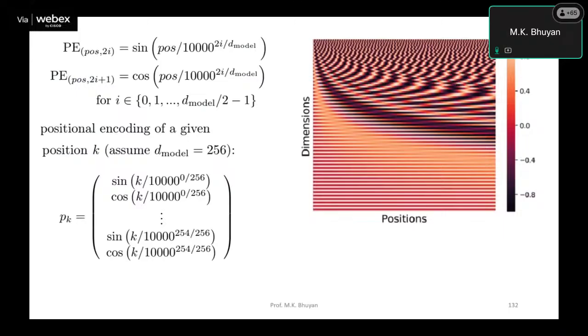So corresponding to these equations, PE pos 2i is the sine function we are considering, and PE pos 2i plus 1 means the second position of the vector. POS means the position of the word in a particular sentence, and we can determine this vector. The PE vector is the position vector we can determine. If I consider the dimension of the model is 256, we can determine this PE vector. So you can see the dimension is plotted along the y-axis and positions are plotted on the x-axis.